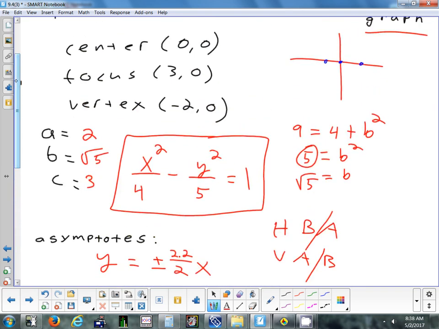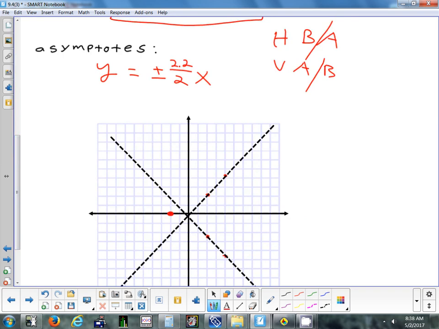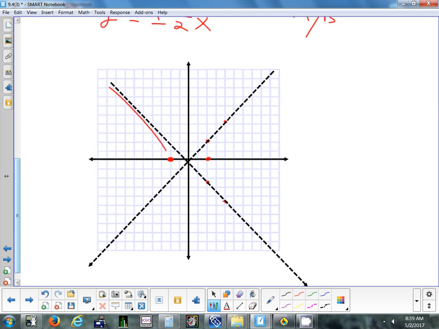What letter tells you the vertices again? Yep. A. And we already have one of them. Negative 2, 0. And if the vertices are symmetrically placed around the center, where's the other vertex? 2, 0. So now just draw your branches and try to keep them close to the dotted lines. So get something kind of like that. Just try to get closer. Okay, and there's your hyperbola. Any questions on that?